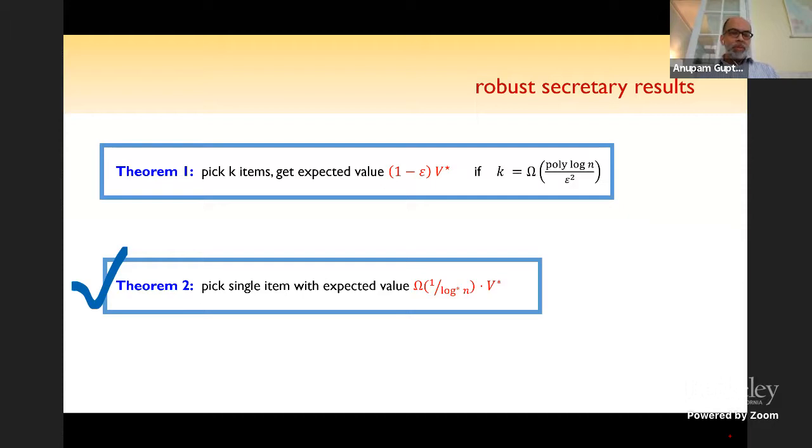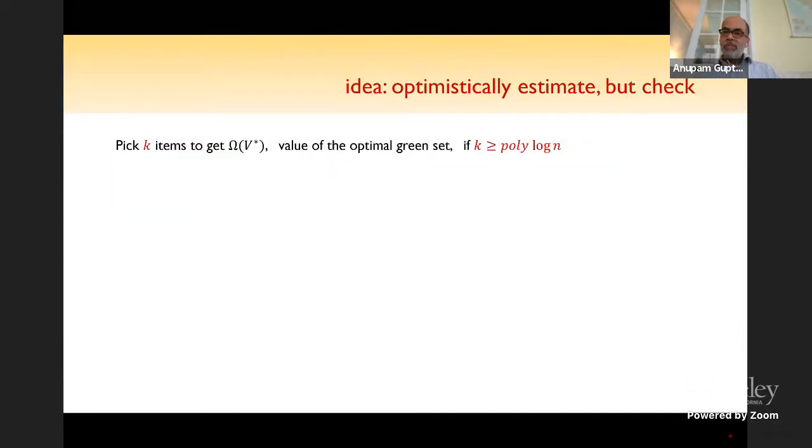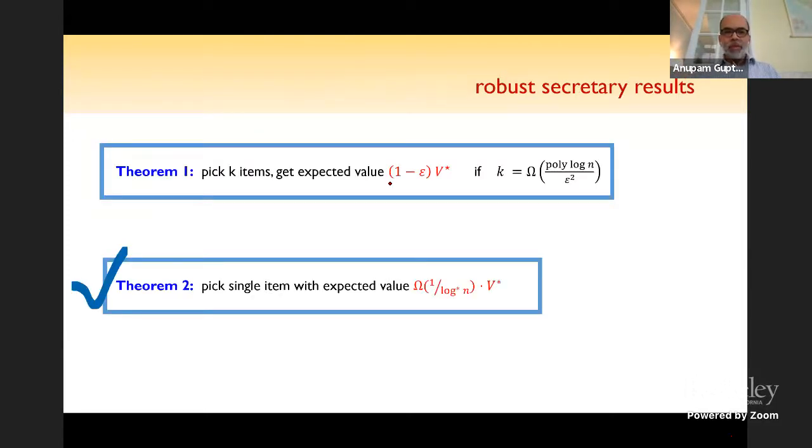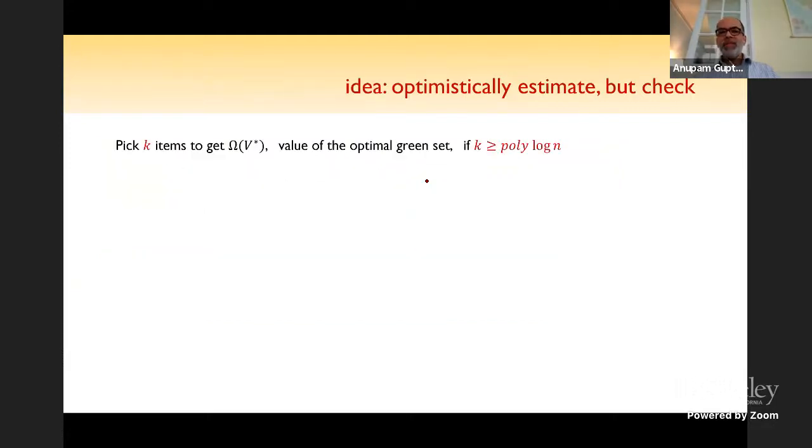So good. Now I'll tell you about the algorithm for picking, let's say, k items, and I'll be a little more impressionistic about the proof, but you can fill in the details yourself, I'm sure. So here's the thing. Pick k items. I want to get large value, and maybe I won't obsess about the epsilons. I'll just say constant times V star. You can extend all of this. I want you to get the main ideas out here.